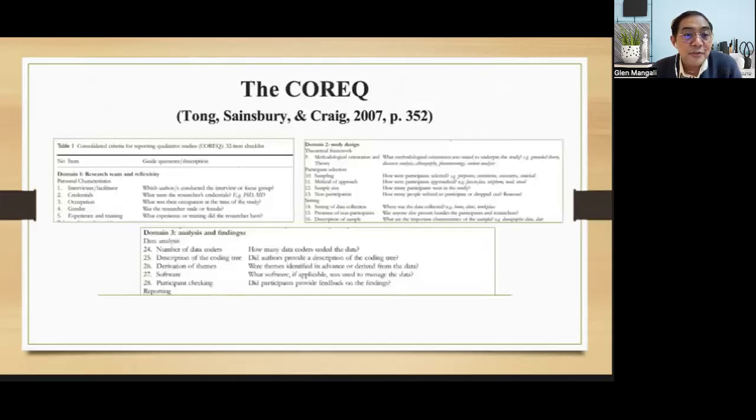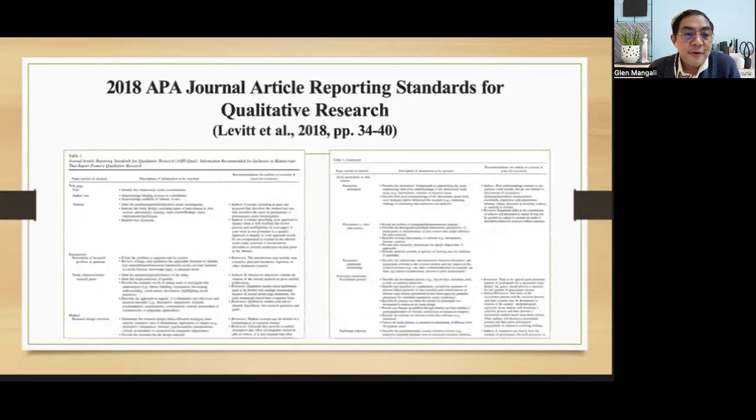Okay, another thing according to Tong and Sainsbury is using the COREQ. In the COREQ, there are particular guidelines that we follow in order to measure and to ensure reliability. For APA format, there's a way of presenting how we report the data. There should be themes and then categories and descriptions and then some examples taken, in tabular form.